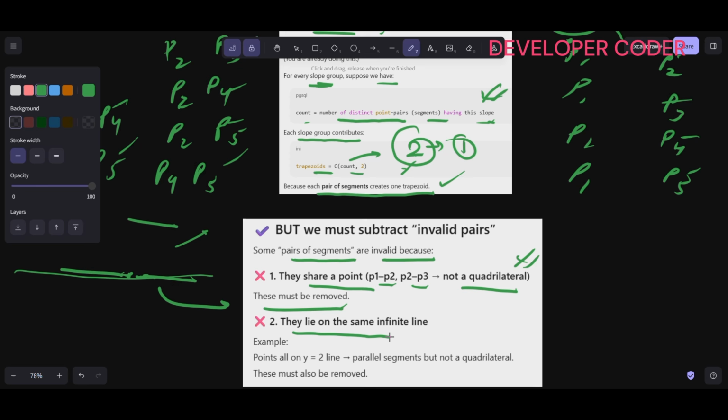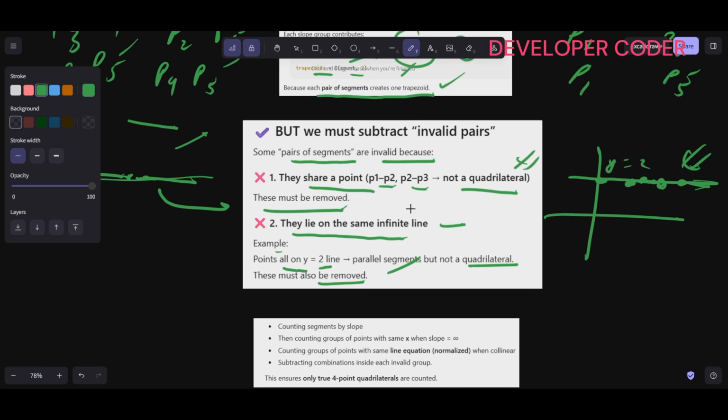And they lie on the same infinite line, right? So for example, points are all on the y is equal to 2 line. Parallel segments are there. One line is this, or another 2 points lie on this same line, or somewhere here. But that is not a quadrilateral, right? They must also be removed. So we have to take care of this stuff as well.